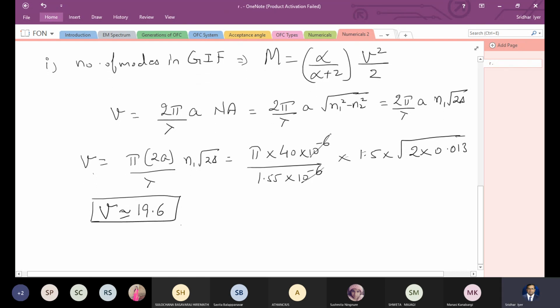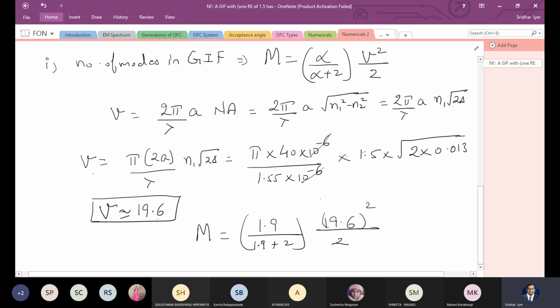So now with this V, we can calculate the number of modes. So the number of modes here is alpha by alpha plus 2, so 1.9 divided by 1.9 plus 2, into V squared, 19.6 the whole square, divided by 2.